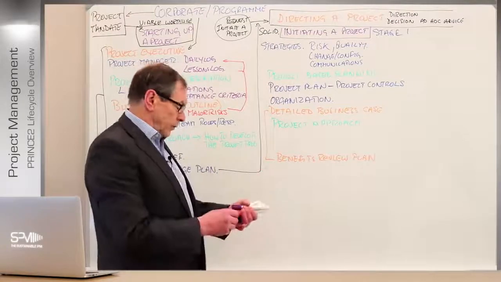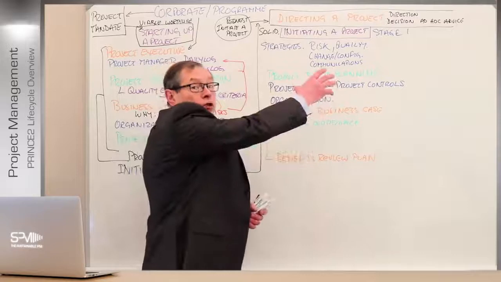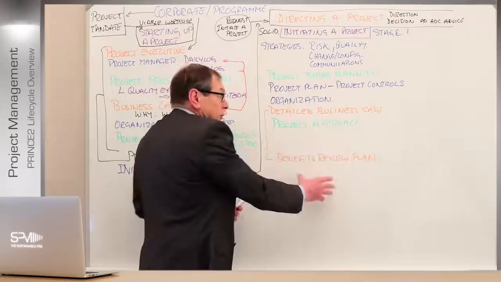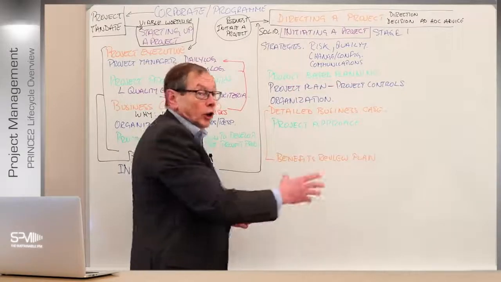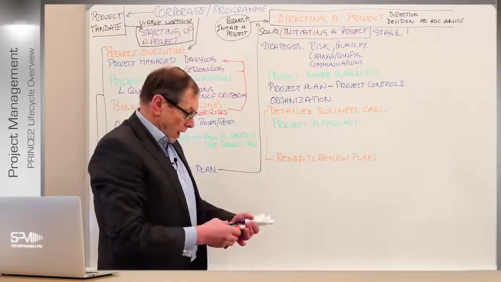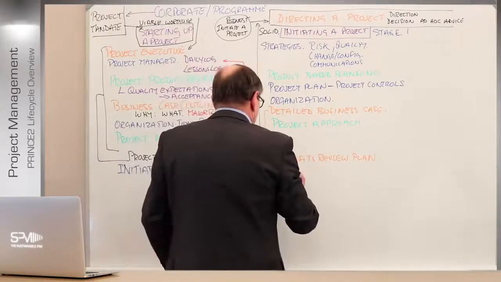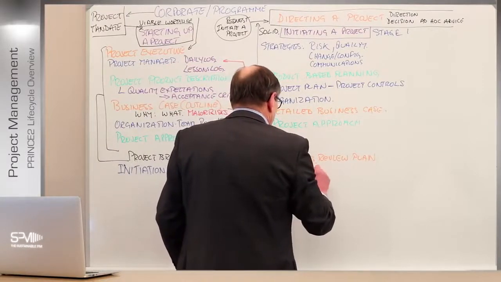Okay? Benefits review plan. Right? But that is not in the PID, because that's about project stuff. And of course, the benefits review plan carries on after the project's closed. That's not included in the PID. This group of documents are. And finally, underneath that, we need to put a plan together for the next stage.